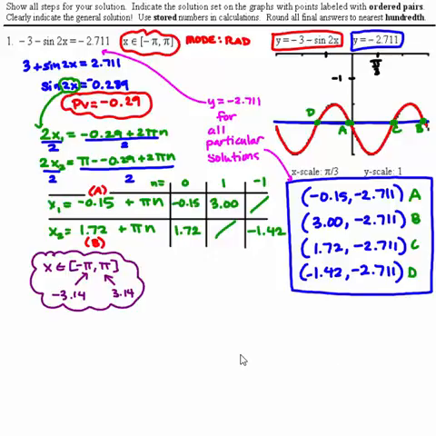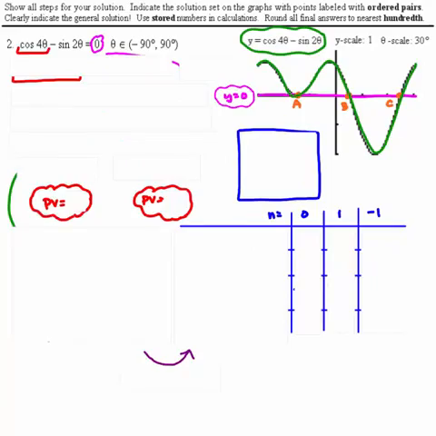Okay, again, pause the video, rewind if you need to go back. So now let's try another. Okay, if we look at problem 2, now we've got a situation where our arguments are different.